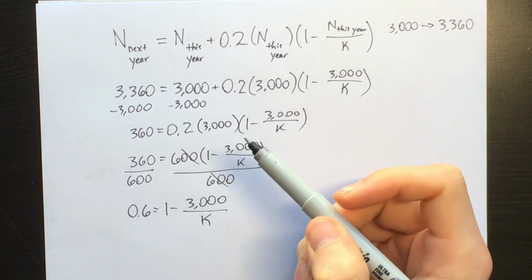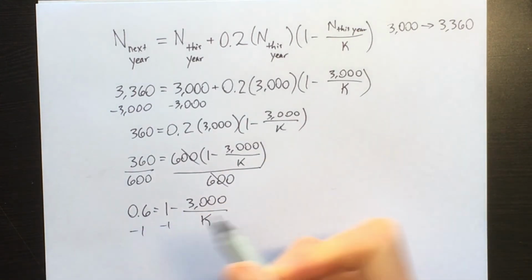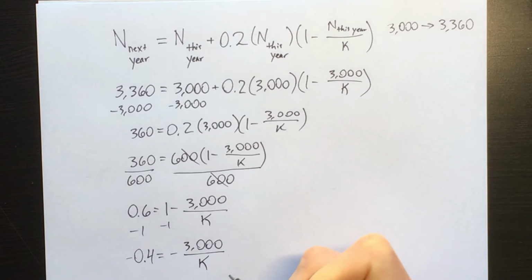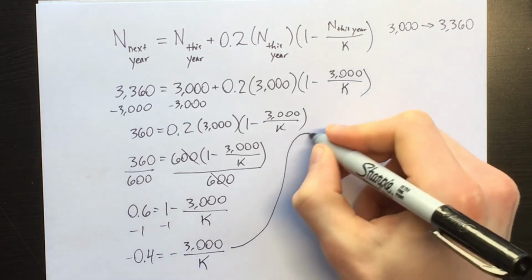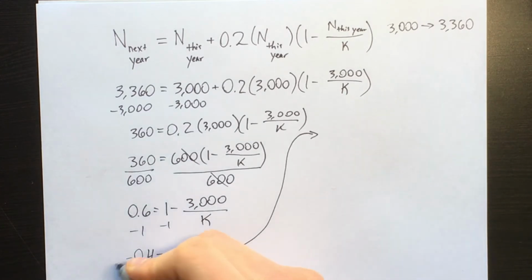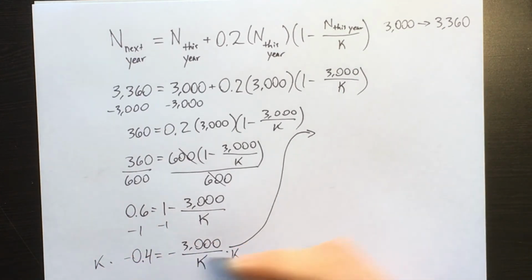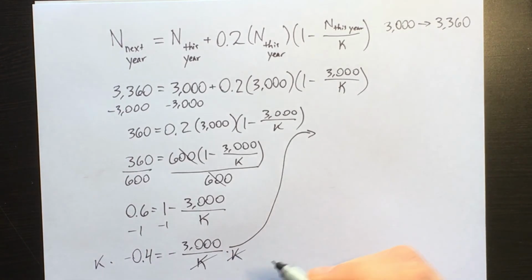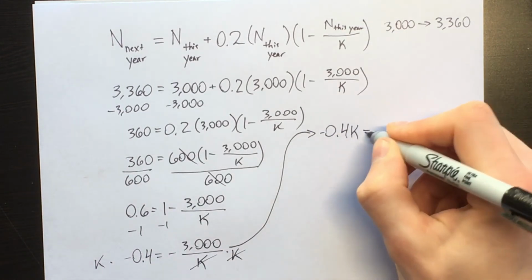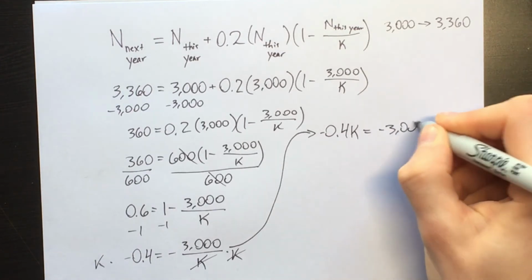That's totally fine because it's not being multiplied by anything anymore, so the parentheses aren't doing much. Here we can subtract 1 from both sides, so we have negative 0.4 is equal to negative 3,000 over k. And let's just scoot over here for the rest of the problem. Let's multiply both sides by k, right? Just get rid of that fraction, get it all in one line, so k cancels out, so you're left with negative 0.4k is equal to negative 3,000.